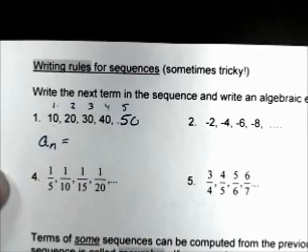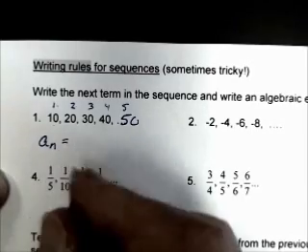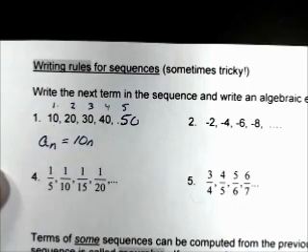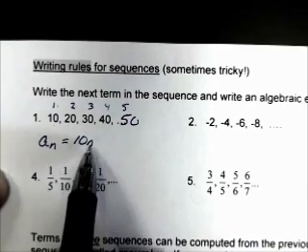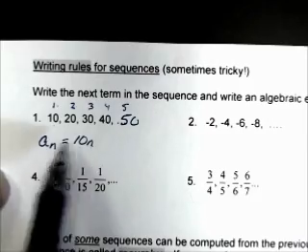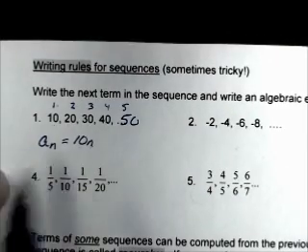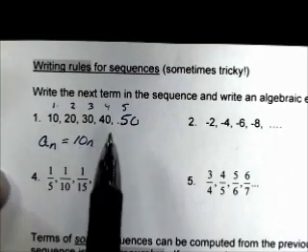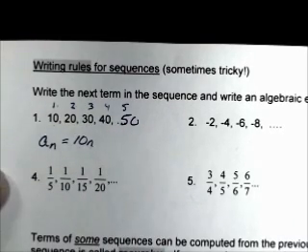So a sub n is equal to 10 times n. 10 times 1 was 10. 10 times 2 is 20. 10 times 3 is 30, and so on. So this is our algebraic expression, 10n. A sub n equals 10n. And the next term in the sequence is 50.